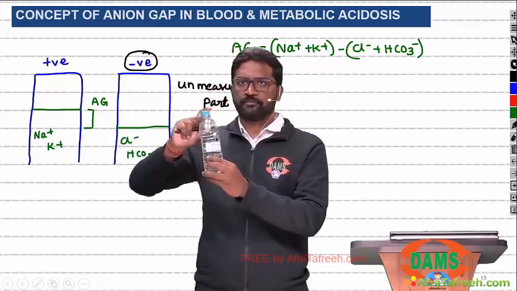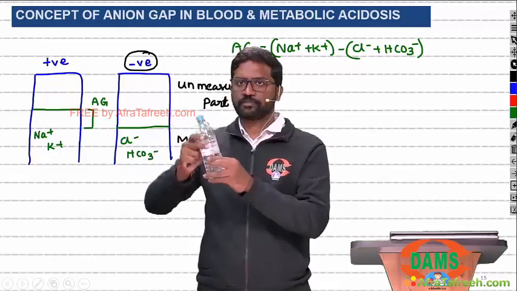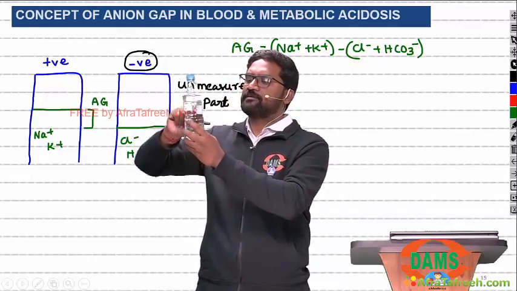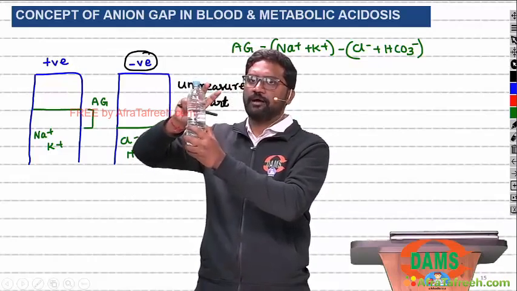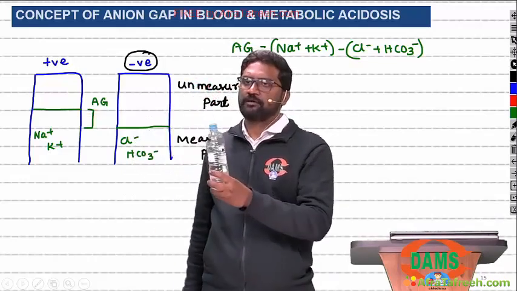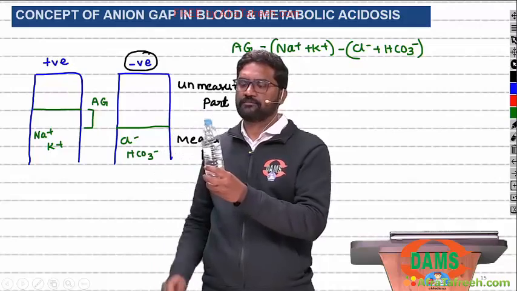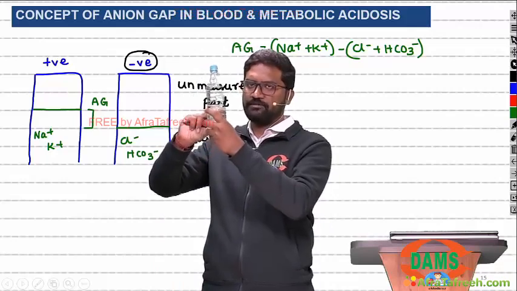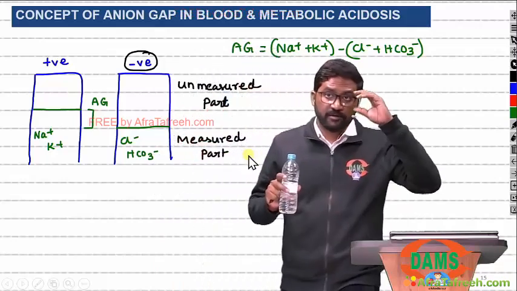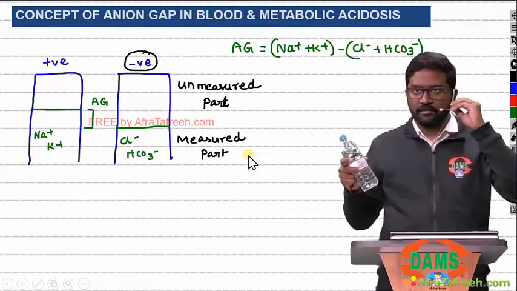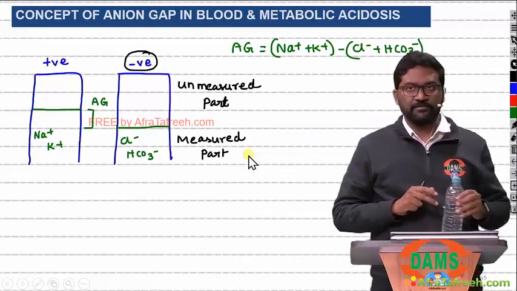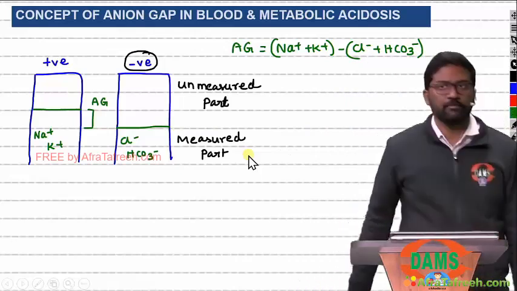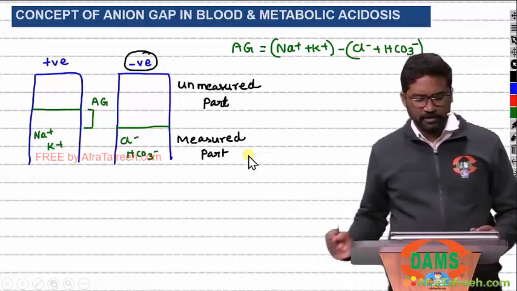Now because of some disease, students, if this measured part is decreasing, automatically the unmeasured part will increase. In the same way, because of some disease, if the unmeasured part is increasing, automatically the measured part will decrease. So just like in this bottle, always the measured part and unmeasured part will mutually adjust to maintain the total volume of this given compartment.